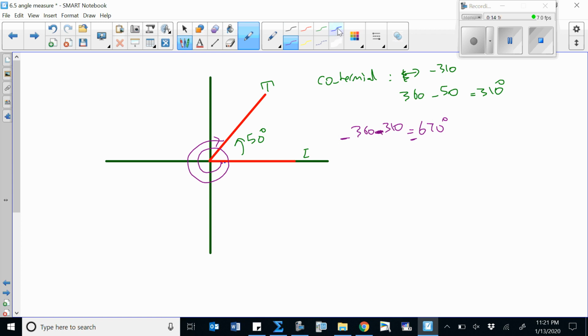Then another one could be this. I move this way. I start from here, but I don't stop at this point. I continue to go around, and then this time when I reach here, I stop at this point, at the terminal side. So keep in mind, we always start from the initial side and it ends at the terminal side. It doesn't matter how many times you're going to make this circle. Finally, you need to stop at the terminal side. Okay, so how far did I go here? I went 360 plus 50.